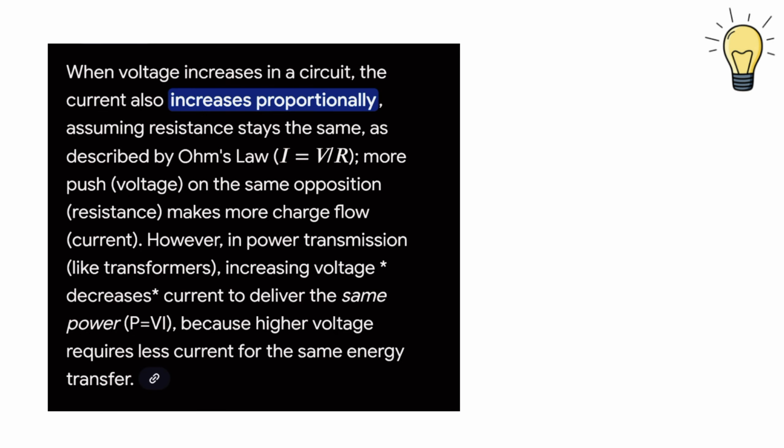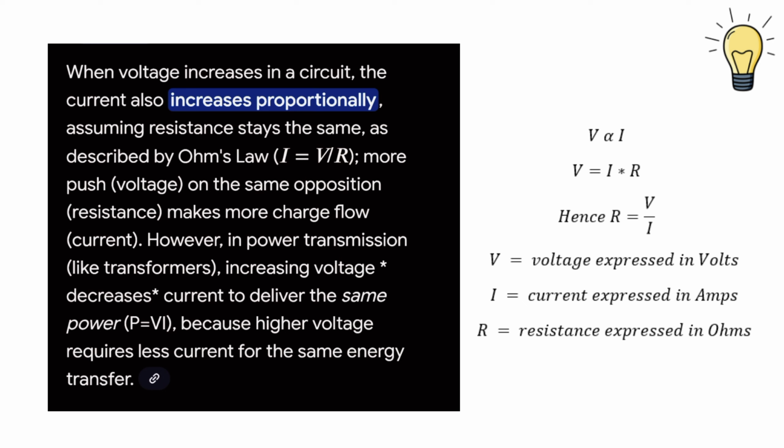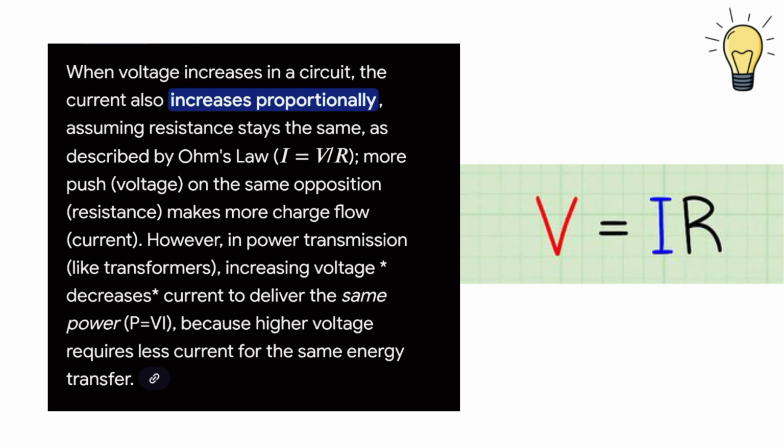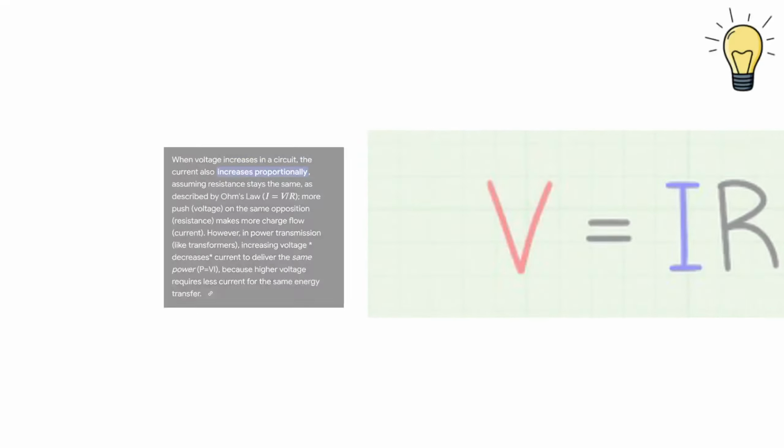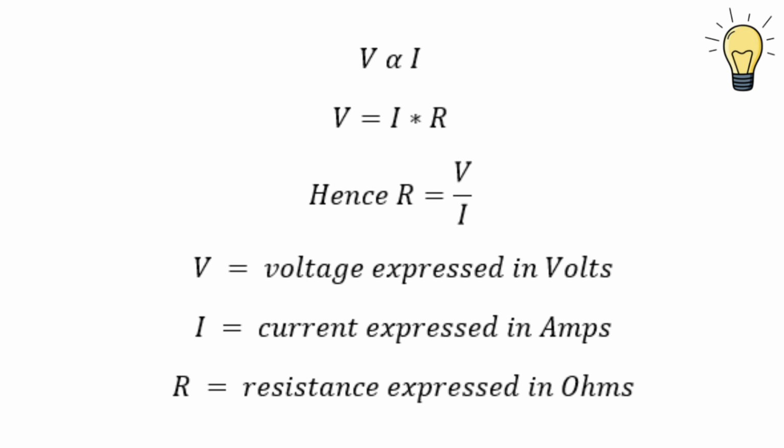If the value of voltage increases in a simple circuit with constant resistance, then the current also increases proportionally, as described by Ohm's law, that is V equals IR. If the value of voltage increases, then the current also increases. Doubling the voltage will double the current.